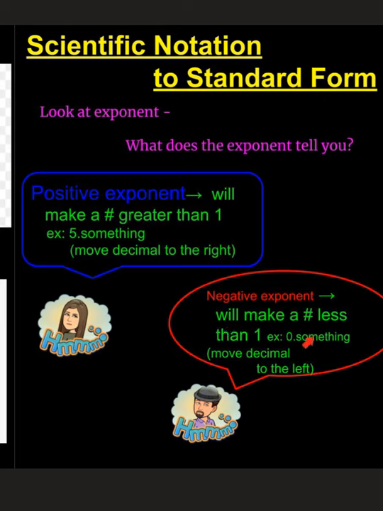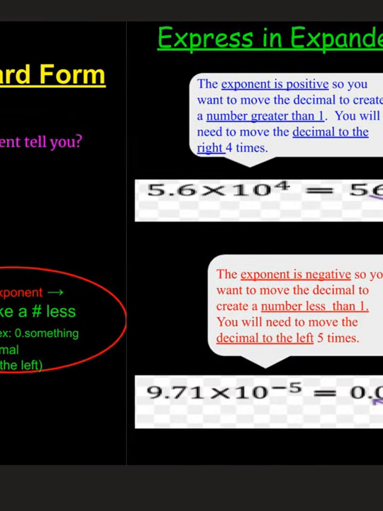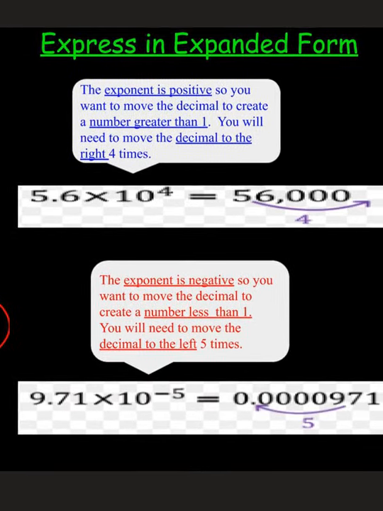For example, 0 point something, and move that decimal to the left, because when you move the decimal to the left, you will sometimes end up adding more zeros. Okay, so some examples. Sometimes we'll say expressed in expanded form. So scientific notation to expanded big long form.